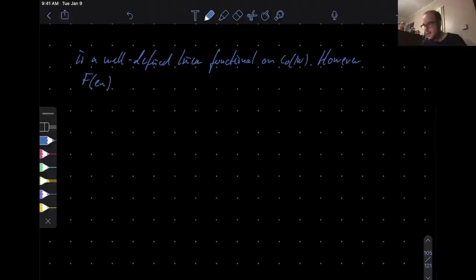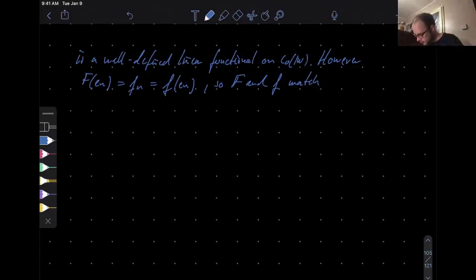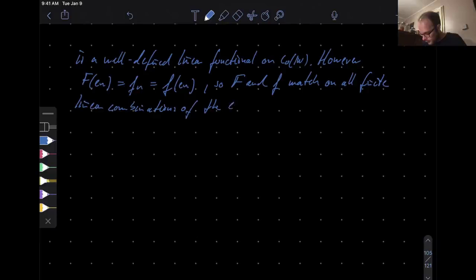If you evaluate it on e_n, then it projects precisely out the nth f_n, but by definition this is F(e_n). So capital F and small f, remember small f was the arbitrarily chosen linear functional on Z_0, and capital F is the one that we construct here. They match or agree on all finite linear combinations of the e_n, right?